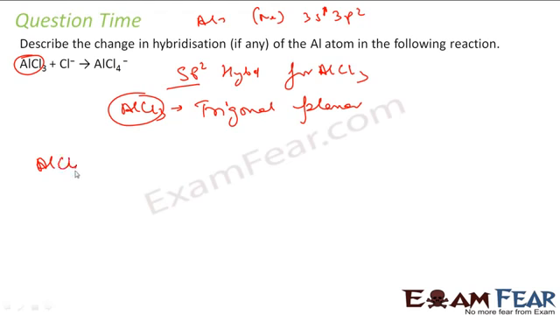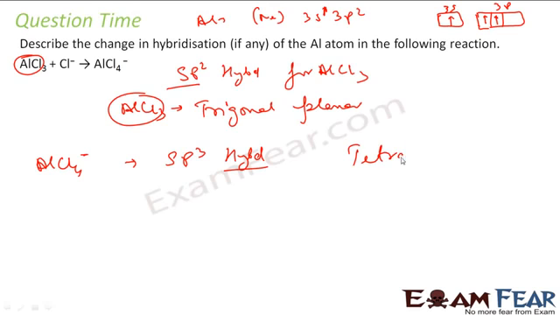But when I talk about AlCl4 minus, it has to be 4 orbitals, right? So the empty 3p orbital which it has also is involved in the hybridization, and sp3 hybridization takes place here. And it gets a tetrahedral shape. Why? Because if you see AlCl4 minus, it needs 4 bonds, right? So it has to be sp3 hybridization. Correct?